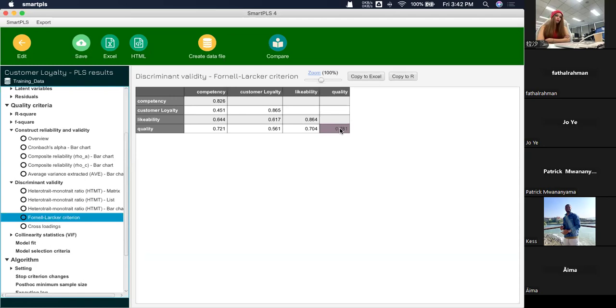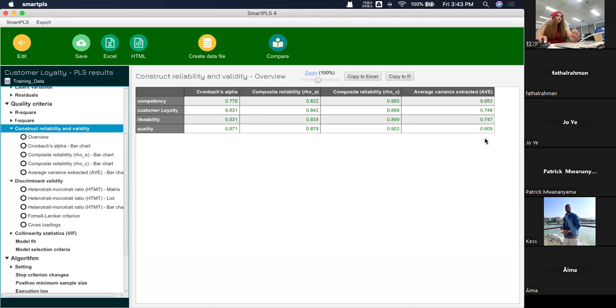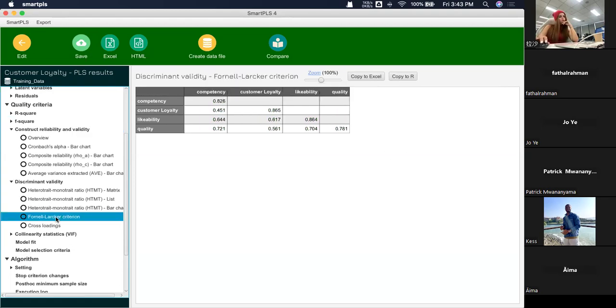So when you have your Fornell and Larcker criterion table, the diagonal elements here, here, here, here, automatically they form what? The square root of the what? Average variance extracted from here. They form the square root of all these values here. So you don't need to do it manually, but I was just making you do it so that you understand the concept. So we go back there. When I have this table, all I have to do is look at the first one here and compare. If it's greater, then I'm good. I'm good. I'm good.